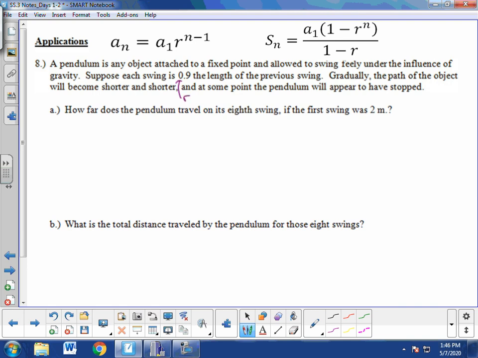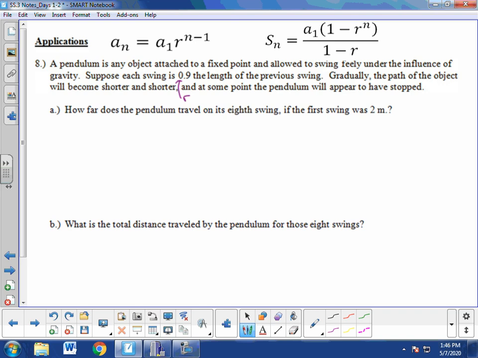So if it first travels, let's say, 100 feet, then the second time it's going to travel 90 feet. And then the next time it's going to travel 81 feet. And then the next time it's going to travel 72.9 feet. That'd be a very large pendulum, but you get the idea. So this is the ratio.